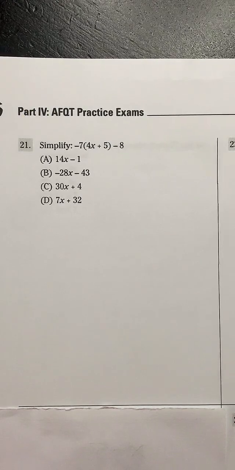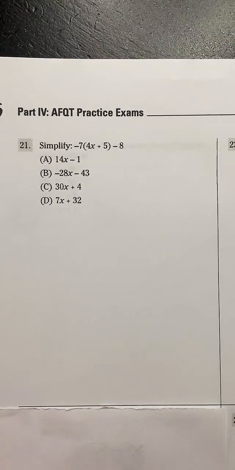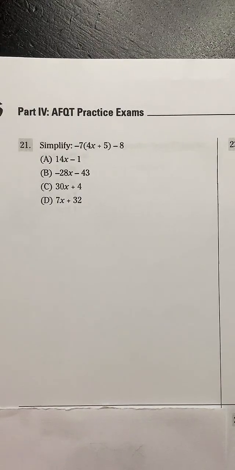So now number 21, we want to simplify this. We have -7 times (4x + 5) minus 8. Is it A? Is it B? Is it C? Or is it D? So I'm seeing a lot of B's. I'm seeing a lot of B's, which is awesome.